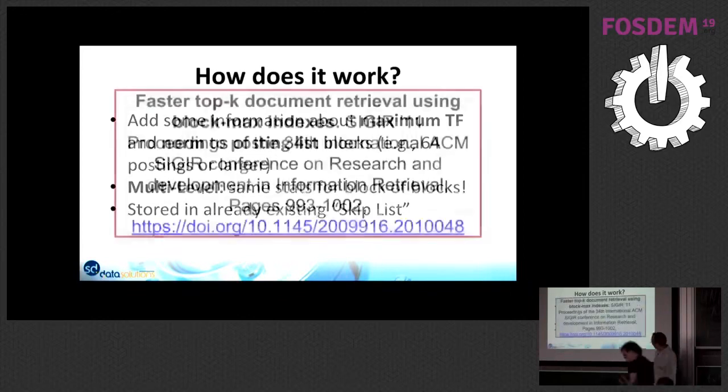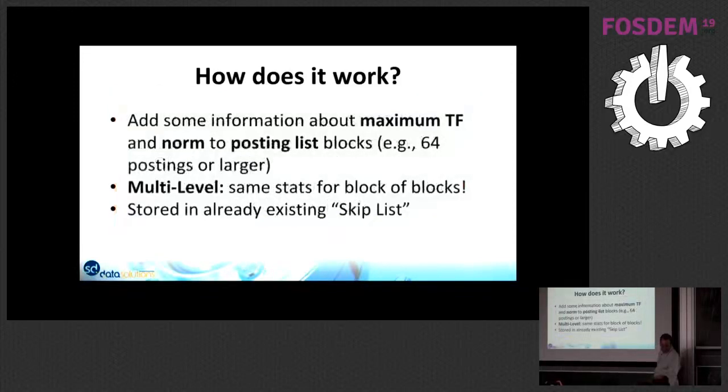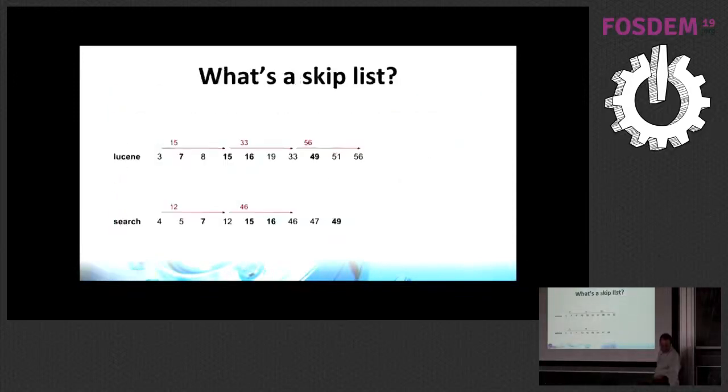So here's the paper about what we implemented. I think it's from 2011. It's the Faster Top-K Document Retrieval Using BlockMax Indexes. And the cool thing is those BlockMax indexes are very, very close to those skip lists in Lucene, so you can reuse a lot of code to implement that. And based on that, it makes it much easier for us to include that. So the first question is, what is a skip list?